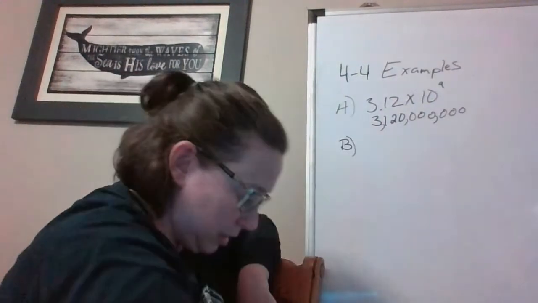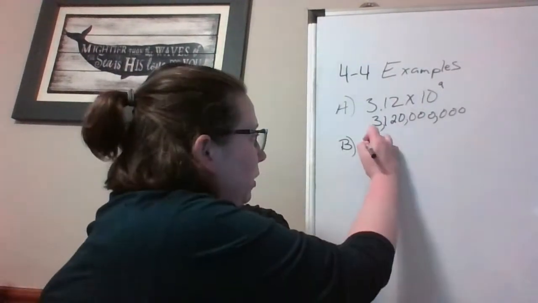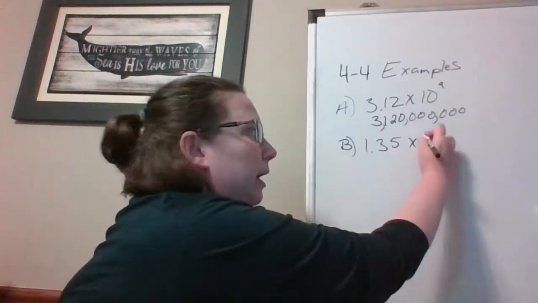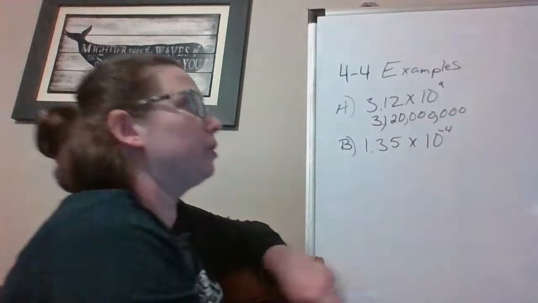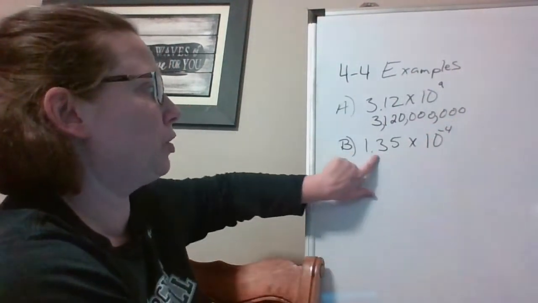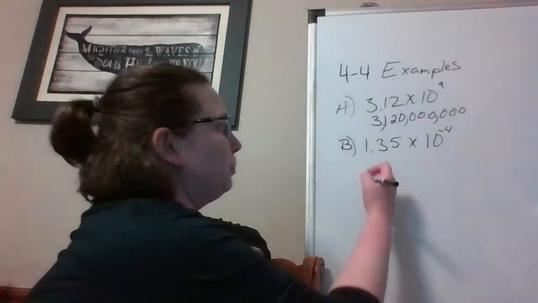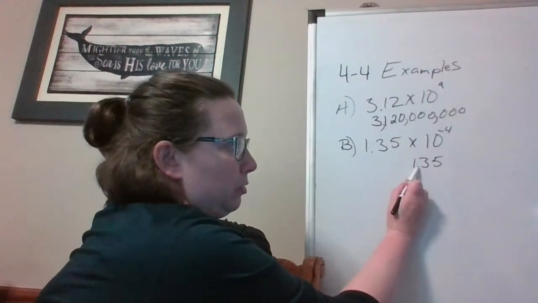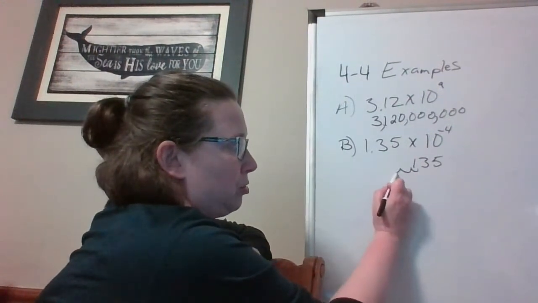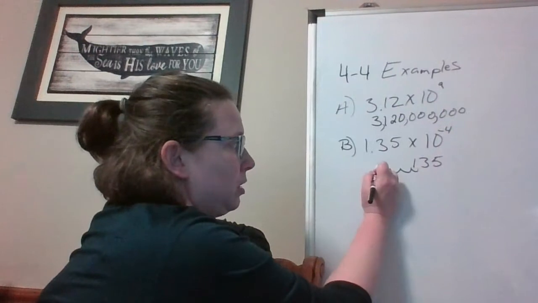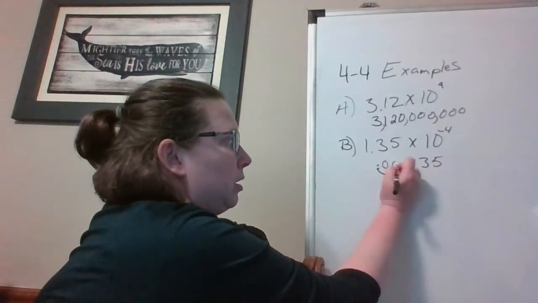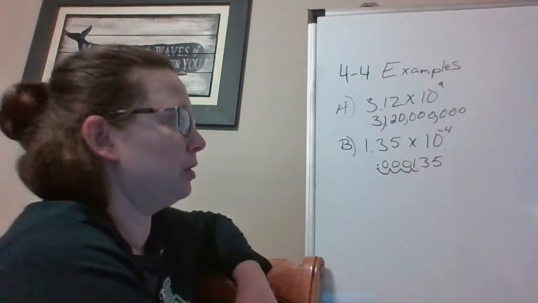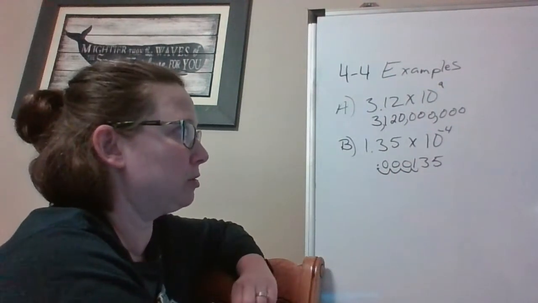B says 1 and 3500ths times 10 to the -4th. When you're talking about a negative number, that tells you how far left you're going to move that decimal. So we start here and we go 1, 2, 3, 4 places. So your decimal is going to be there. And you need to fill in those egg cartons with zeros. So we end up with 135 millionths for this one.